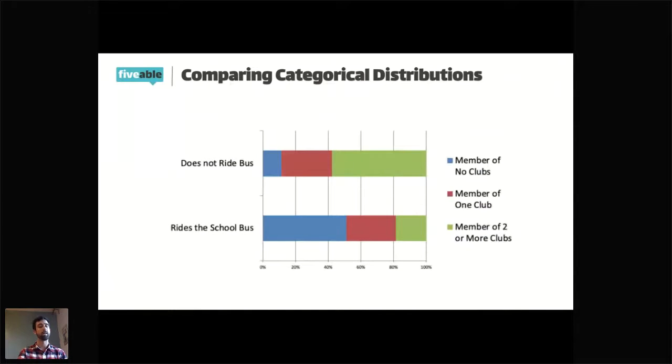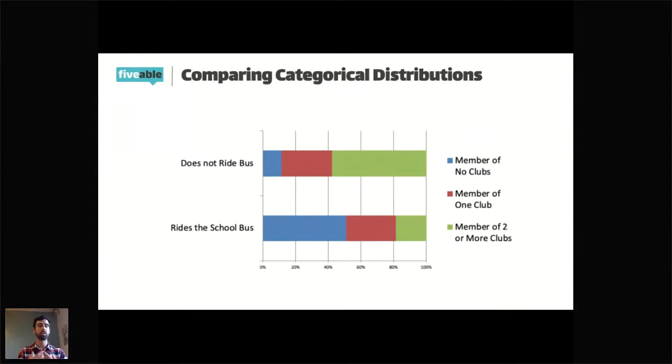Here's another one from that last data set that we looked at, that last two-way table, which was, hey, how do you get to school? And how many clubs are you a member of? Right away, your eye should be drawn. People who don't ride the bus are in 2 or more clubs. People who ride the bus, there are more people in no clubs. And that might tell you something, right?